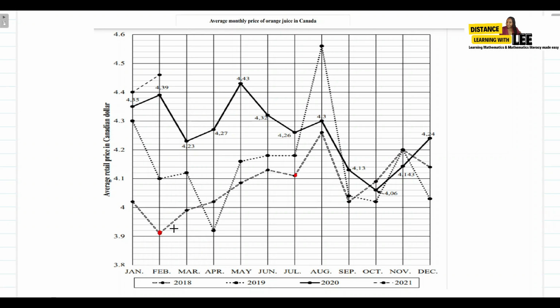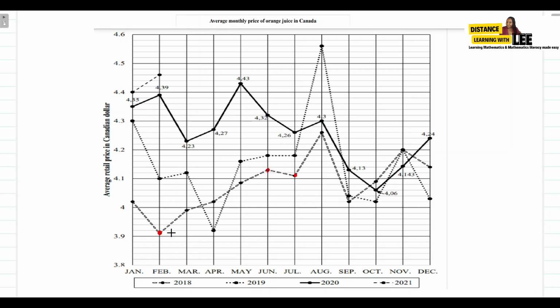Okay, so what is happening during that period? What we notice is from February 2018, the average retail price in Canadian dollars of your orange juice basically increases, right? So it steadily increases. In February to March, it increases. From March to April, it increases steadily. From April to May, it increases, and then from May to June, it increases. Then we notice that from June to July, it decreases slightly.